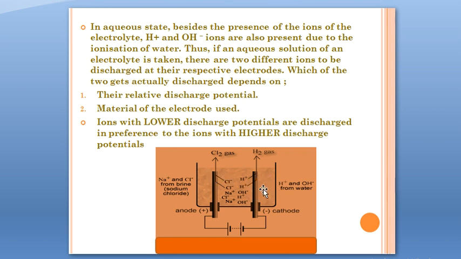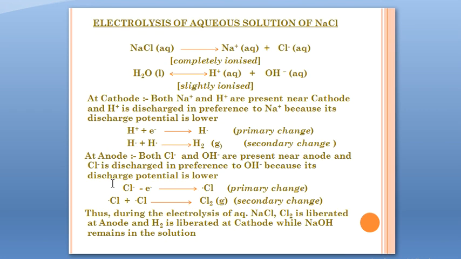Sodium and H positive में से कौन सा discharge होगा cathode पे? It will be decided by the value of their discharge potentials. जिसका कम होगा वही discharge होगा. I have written the reactions here. Electrolysis of aqueous solution of NaCl. NaCl है आपका electrolyte, completely ionized, complete ionization हो जाती है इसकी.